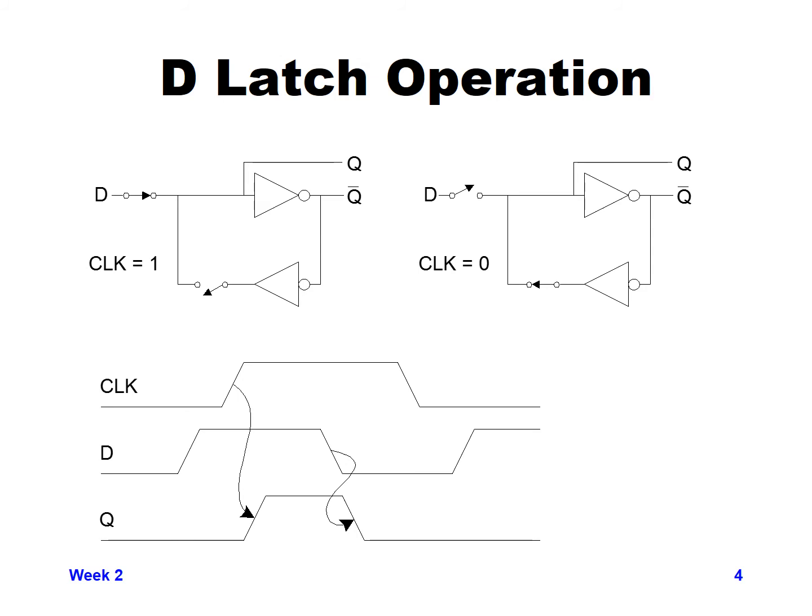When clock first goes high, since D is high, Q goes high. Clock stays high and D goes low, Q will follow it and go low as well. And then once clock goes low, Q stays low as long as clock is low. It keeps its value no matter whether D changes or not.